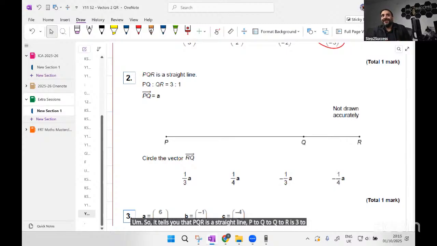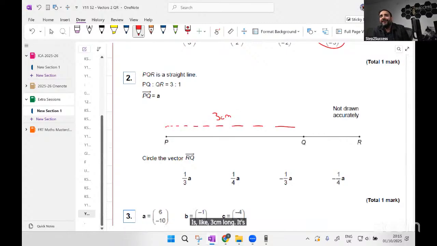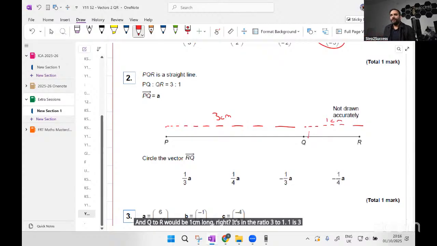The way I think of this is that imagine that this line, P to Q, is like 3 centimeters long. It's not, obviously, but pretend it's 3 centimeters long. And Q to R would be 1 centimeter long, right? It's in the ratio 3 to 1. One is 3 times bigger than the other. So if they're telling you that P to Q, we're going to call that the vector A, right?